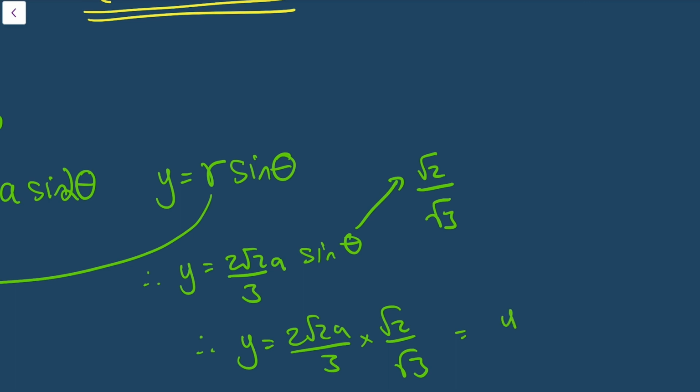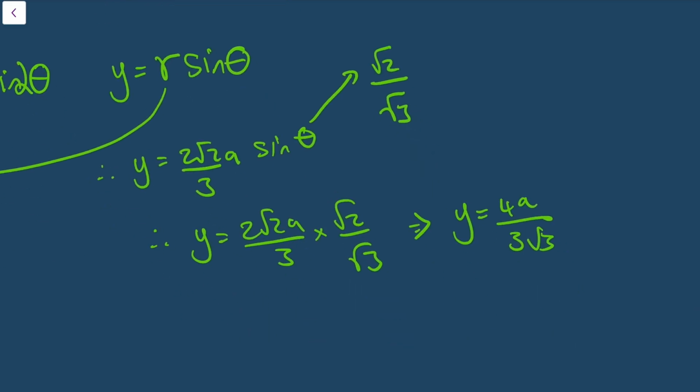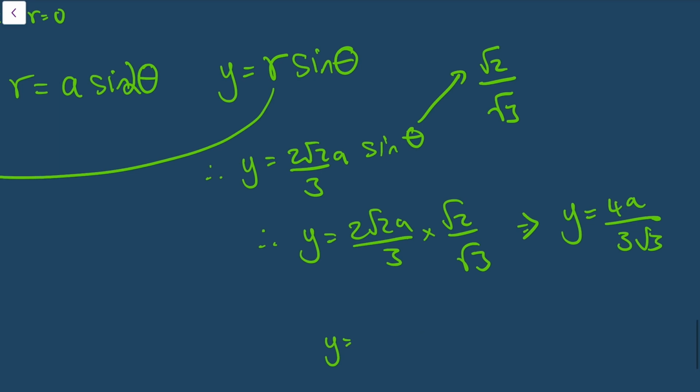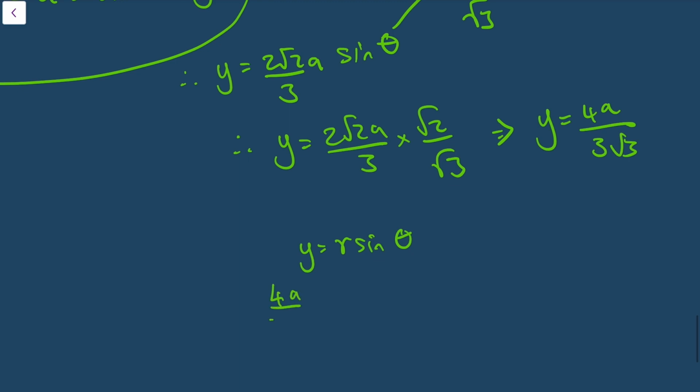And that gives me y is equal to 2, well, root 2 times root 2 is 2. So that's 4a over 3 root 3. That's my y. But as I said, I know that, given that y is equal to r sine theta, 4a over 3 root 3 is equal to r sine theta, and therefore r is equal to 4a over 3 root 3 times cosec theta.